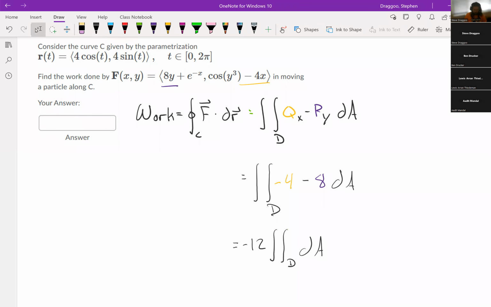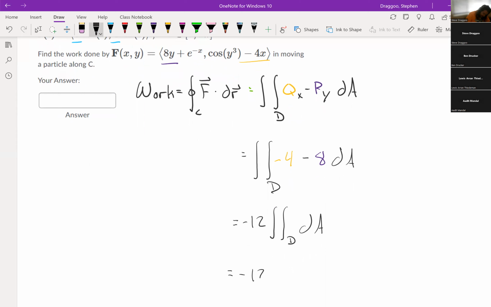So now I am going to look back up at the parameterization because it will be important to tell me what my shape looks like. But this is one we've seen before. It's very, very similar to polar coordinates. 4 cosine t for x, 4 sine t for y. T, being our analog for theta, is going between 0 and 2 pi. So I want the full circle. This thing must be a circle with a radius of 4.